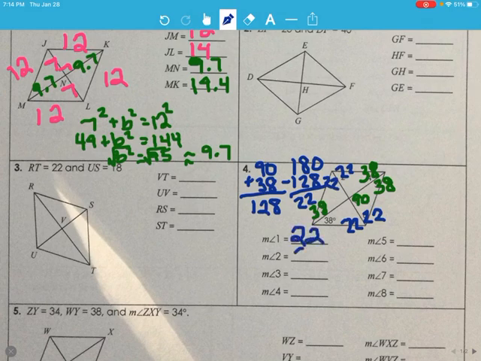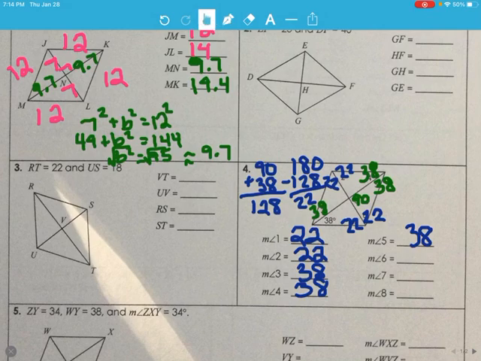So now I'm just going to start filling in. Angle 3 was 38. Angle 4 was 38. Angle 5, where's angle 5? And I lost track where angle 6 is, so pardon me, I'm just going to start moving things around. Okay, there it is. Angle 7, and angle 8 is 90.